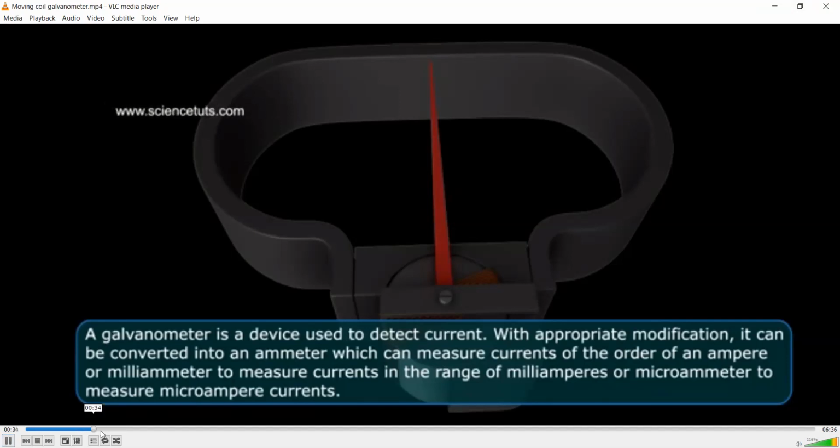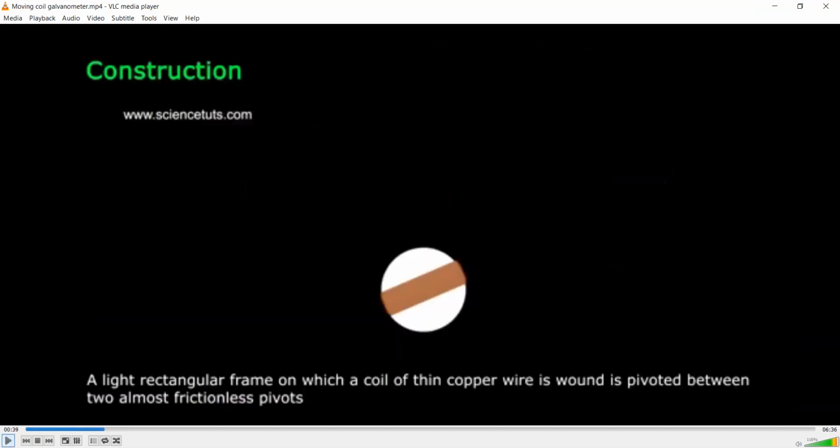Coil on thin copper light rectangle. So if you look at the construction, guys, let's think of this. A galvanometer works on what principle? It works on the principle that a current carrying coil placed in an external magnetic field starts experiencing torque, right? So for that you need a current carrying coil, and to hold that coil you have a rectangular frame like this. You're able to see from the top. A light rectangular frame on which a coil of thin copper wire is wound is pivoted between two almost frictionless pivots. Pivots means the things which are holding.